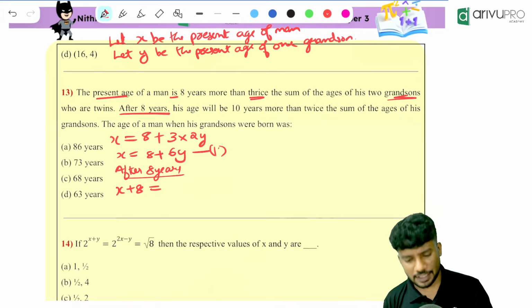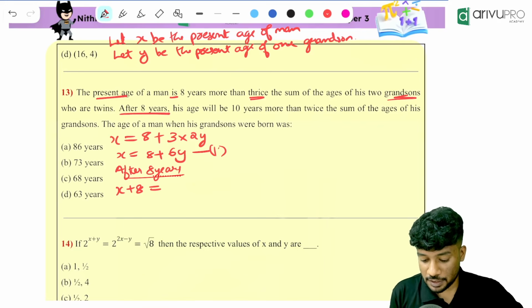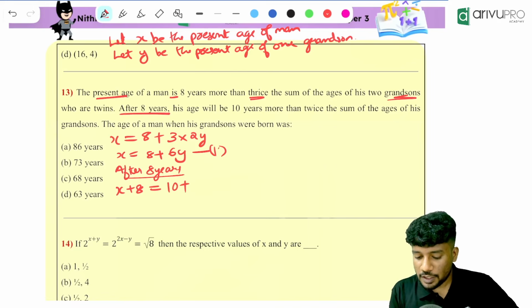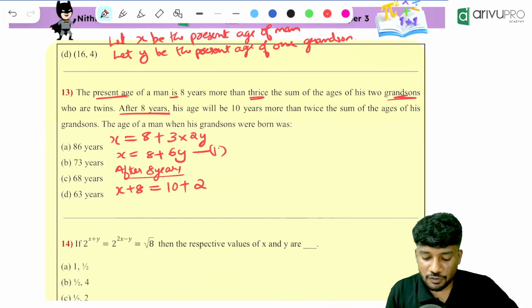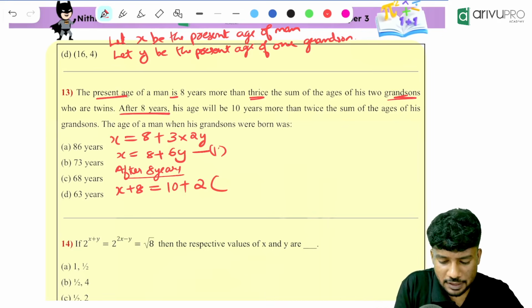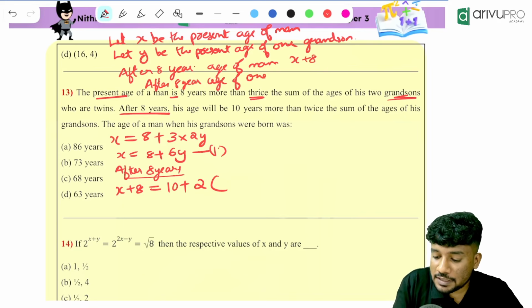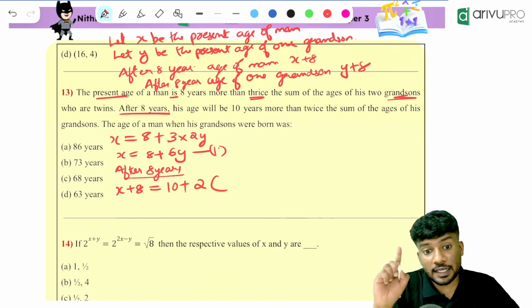X plus 8 is equal to, his age will be 10 years more than. 10 years more than means 10 plus, more than twice the sum of the ages of his grandsons. What is the sum of the ages of the grandsons after 8 years? People, I will write it here. After 8 years, age of man will be how much? X plus 8. After 8 years, age of one grandson will be how much? Y plus 8. One grandson will be Y plus 8.